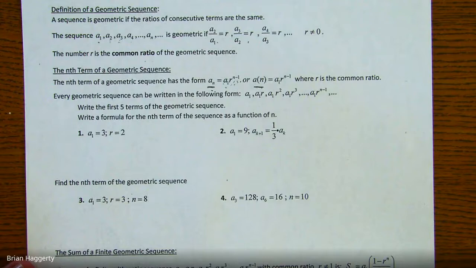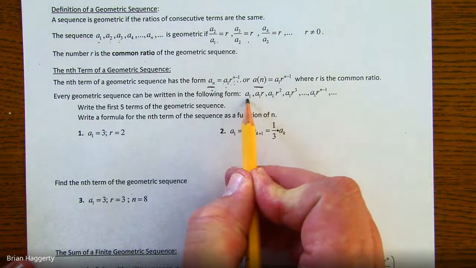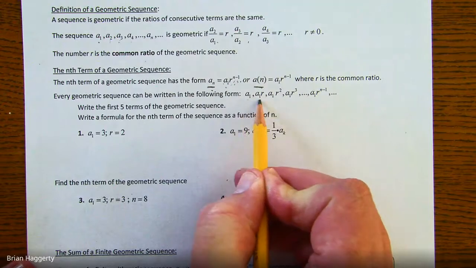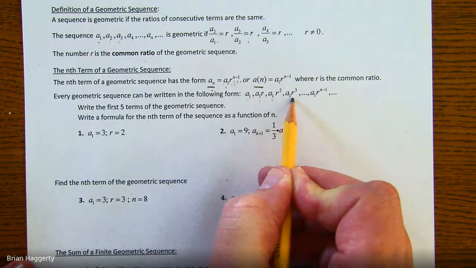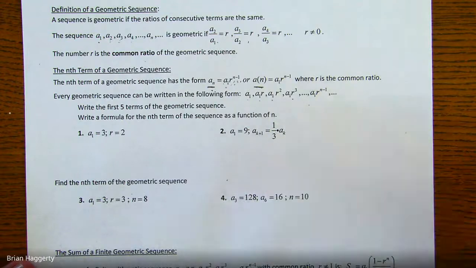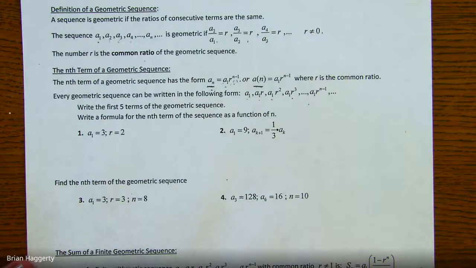So every geometric sequence can be written as whatever your first term is, then you multiply it times the common ratio, multiply it times the common ratio, and so on, as far as you need to in order to complete however much of the sequence you need.